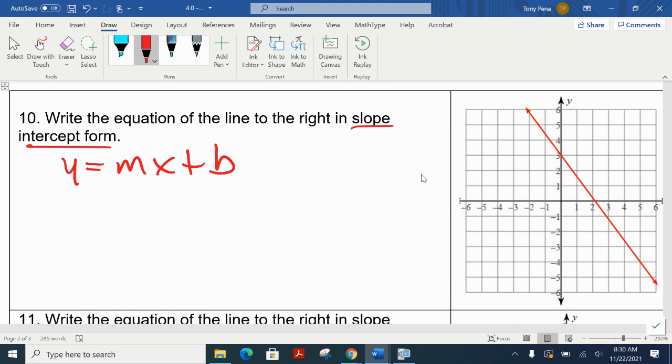Well, the slope is a little sneaky here. All right, let's do our y-intercept first. Can I look at this line and easily determine where that thing crosses the y-axis? Yeah, where does it cross the y-axis at, Caden? Good. So we should have a +3 right here.